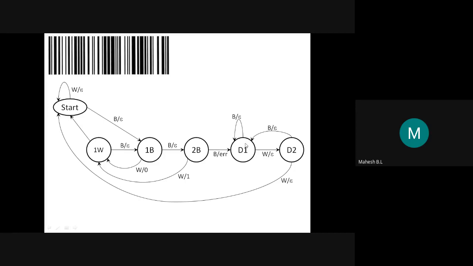So then, an error occurs when you have more than 2 black columns adjacent to each other. Then, to go back to the starting state, this must be followed by 2 white columns. Okay.